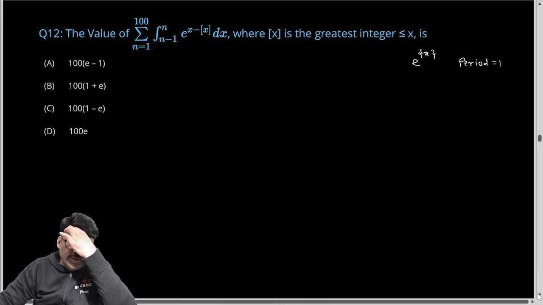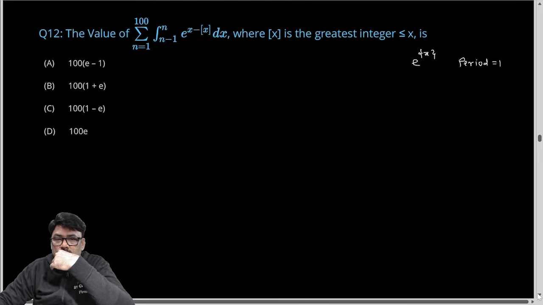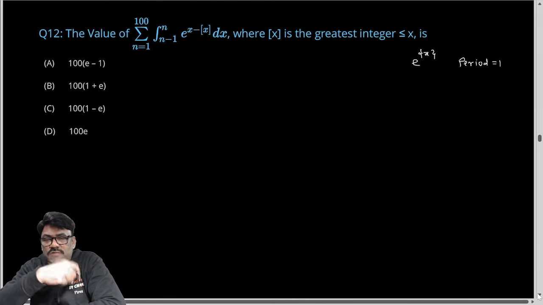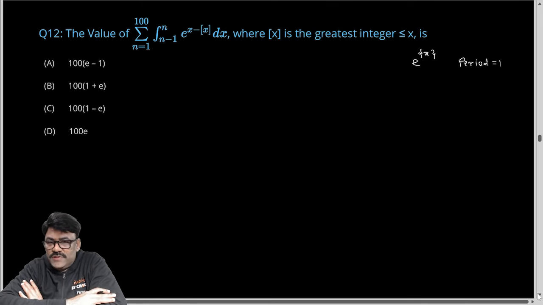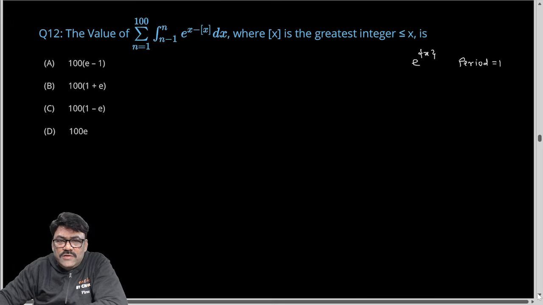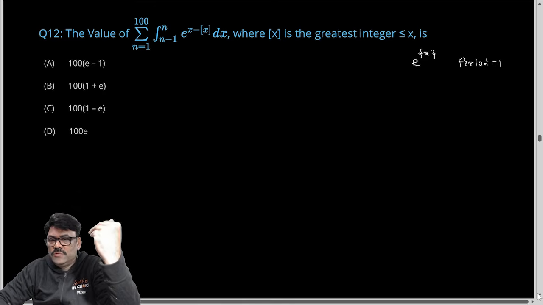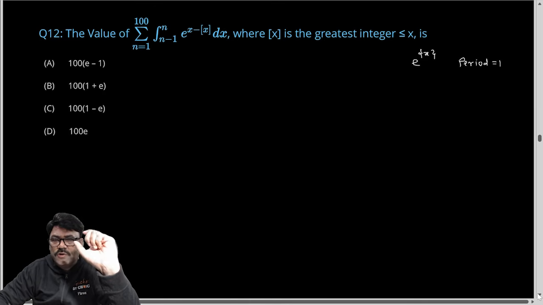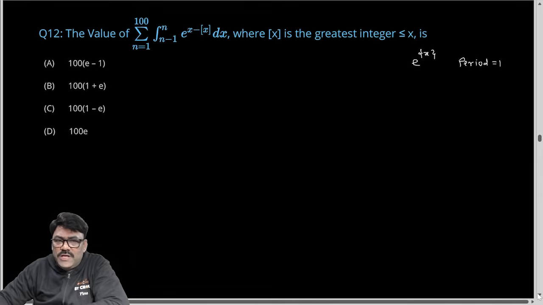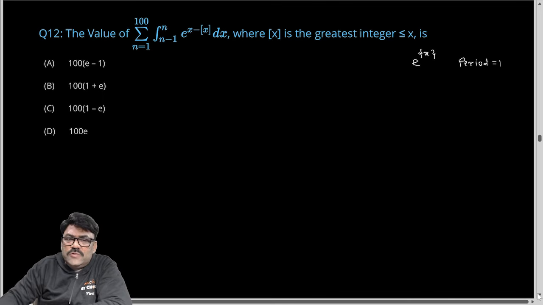So since it is a periodic function with period 1, whether you integrate 0 to 1 or 1 to 2 or 2 to 3, any interval of length 1 will give you the same value of integration. So you write n minus 1 to n or you write 0 to 1, that will be same because the function is periodic. The same graph repeats in 0 to 1, then 1 to 2, then 2 to 3. So take any interval of length 1, you will get the same value of integration. So n minus 1 to n can be written as 0 to 1 straight away.